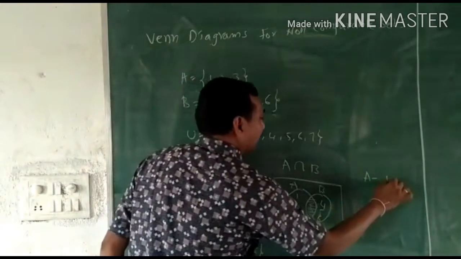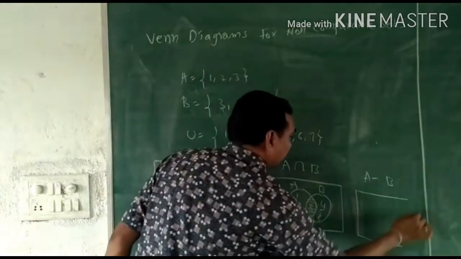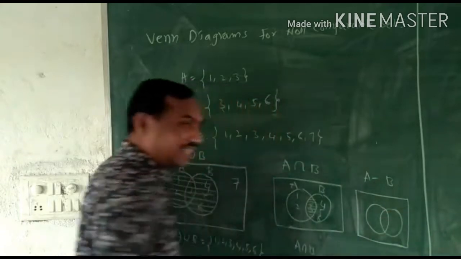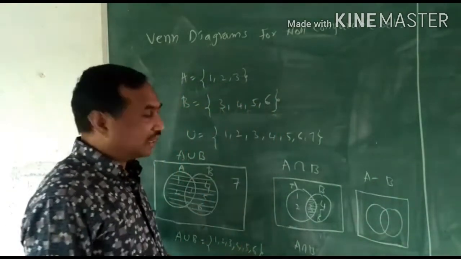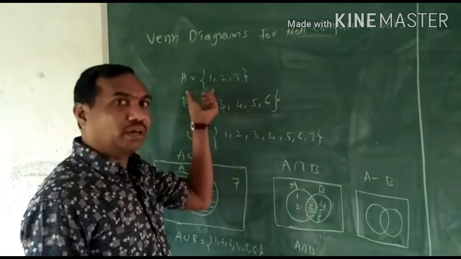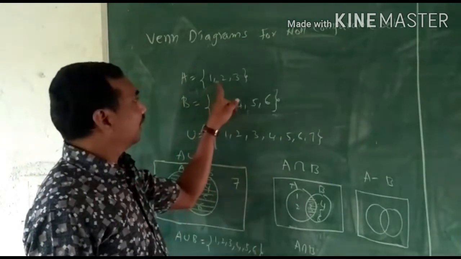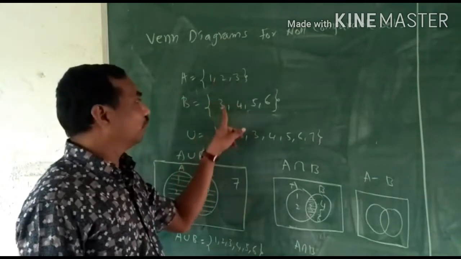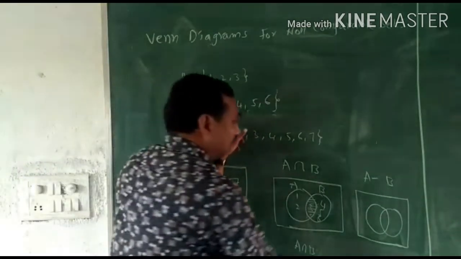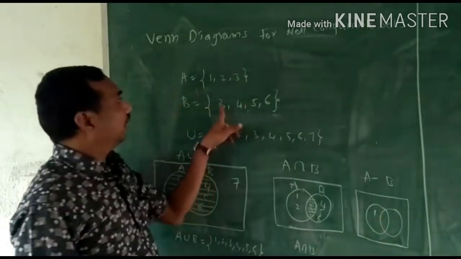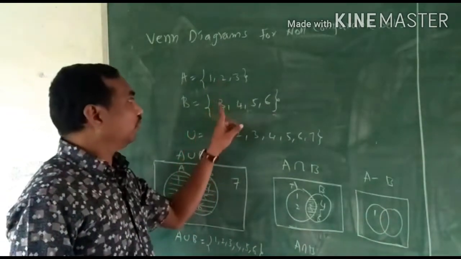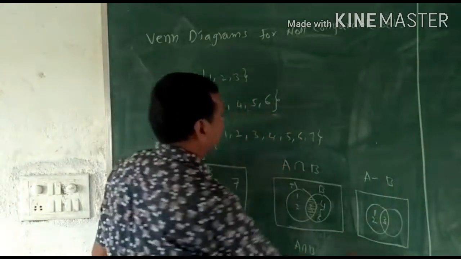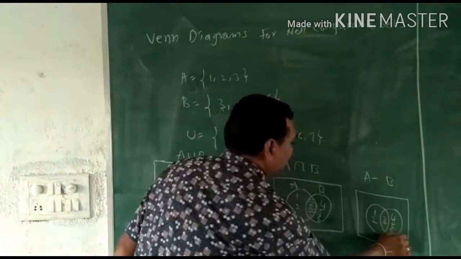Similarly, A minus B. Already I explained the operations on sets. A minus B means the elements in A but not in B. So here we are having 1 but we don't have 1 here, so we can write 1 here. And we are having 2 here, we don't have 2 here, we can write 2 here. So 1, 2, 3 and 4, 5, 6.